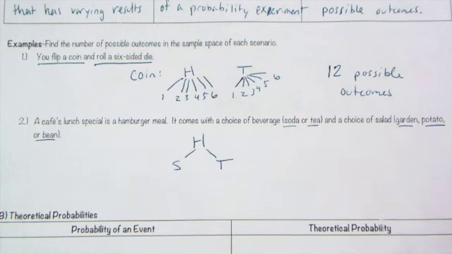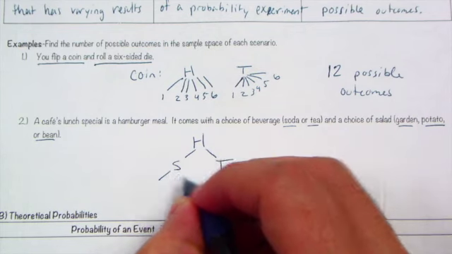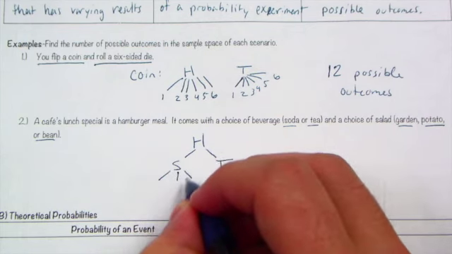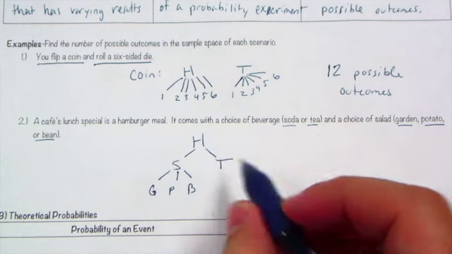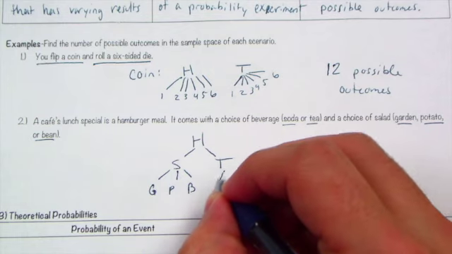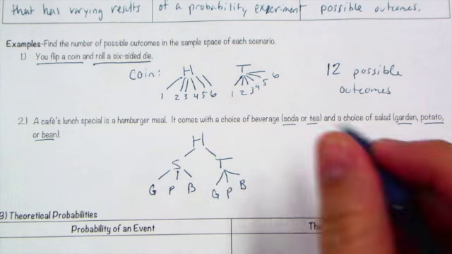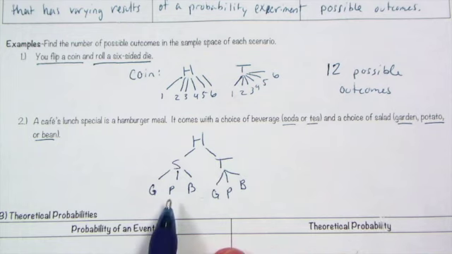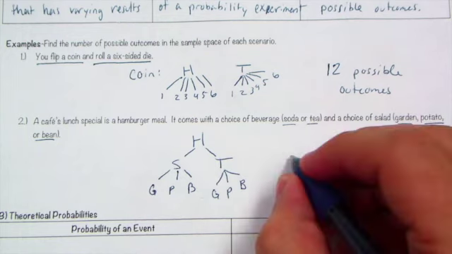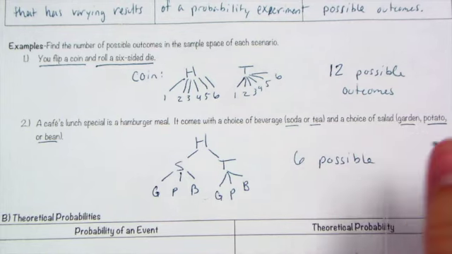And then after that, I can have a choice of a salad, garden, potato, or bean. So I could get the hamburger meal with a soda, but then get a garden, potato, or bean salad. Or I can get the hamburger meal with tea and get a garden, potato, or bean. So again, the sample space is just a sum of all of these possibilities. So 1, 2, 3, 4, 5, 6. So for this one, there are 6 possible ways to do your order at this cafe.